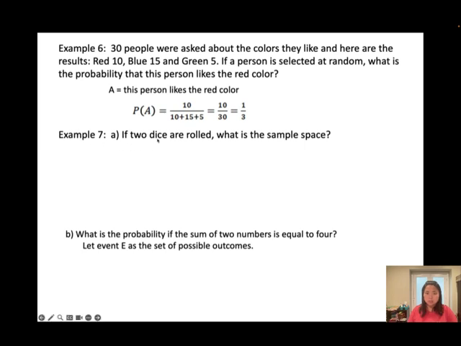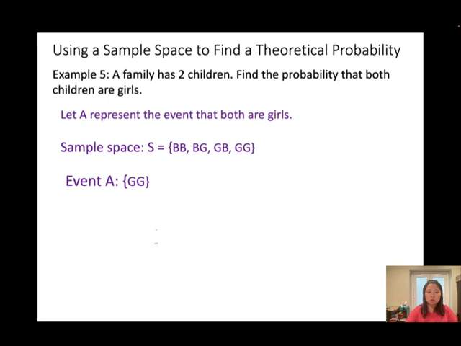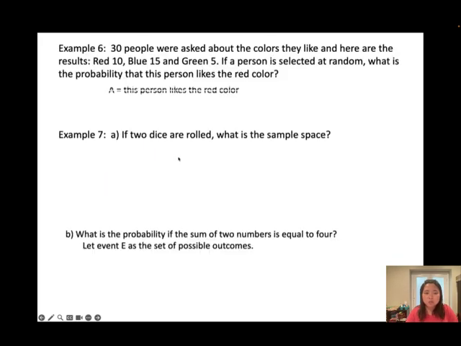Example 7. If 2 dice are rolled, what is the sample space? So in this part A, we are not calculating the probability. We only want to find out the sample space. Similar to the question on number 5 here. First, I want you guys to write down the sample space. Think about what is the combination when you roll the dice twice. Okay, so we do have 1, 2, 3, 4, 5, 6 for one die. Another one is going to be 1, 2, 3, 4, 5, 6 for another die. So what is the combination? How many sample spaces do you have? Think about it.